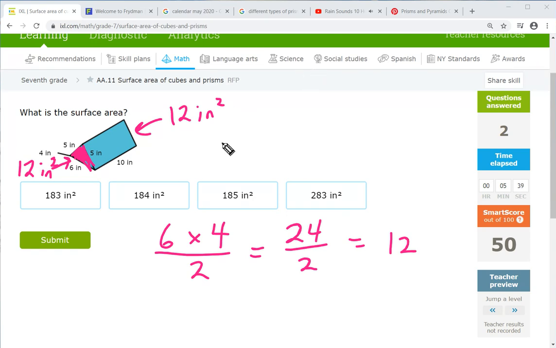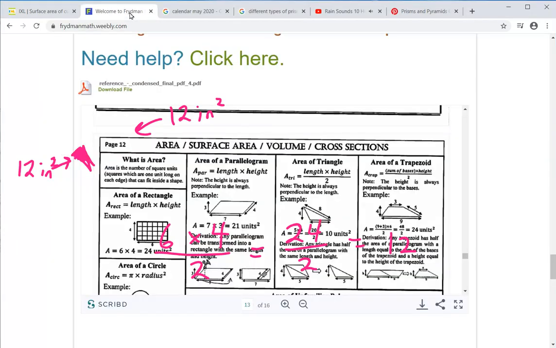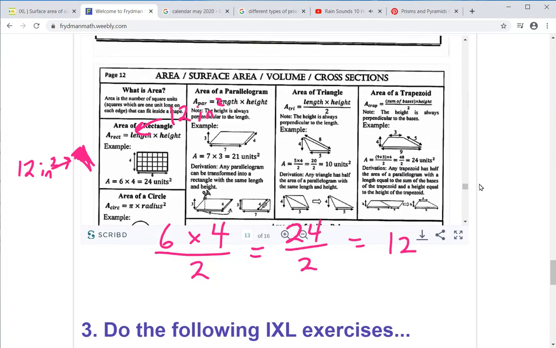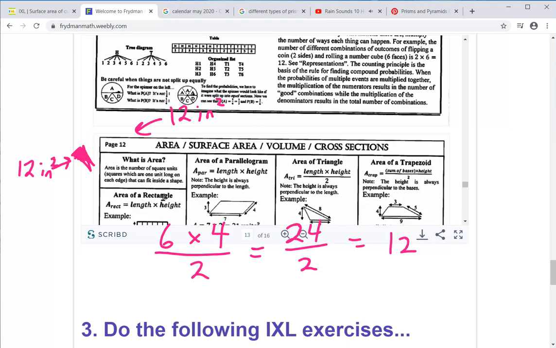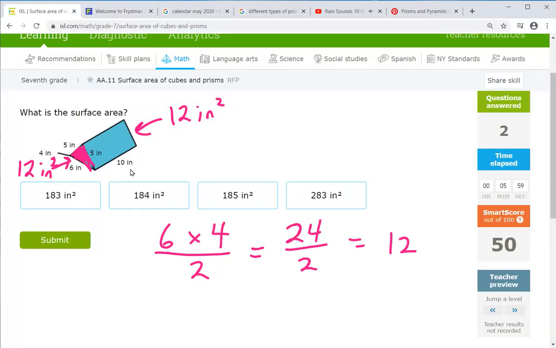Now let's go ahead and calculate the area of the rectangular faces. So to calculate the area of a rectangle, it's very easy. It's just going to be the length times the height, or the base times the height. That's how we calculate the area of a rectangle. So all we have to do for this one is 10 times 5. So 10 times 5 equals 50. So that means that the area of this face over here is 50 square inches.